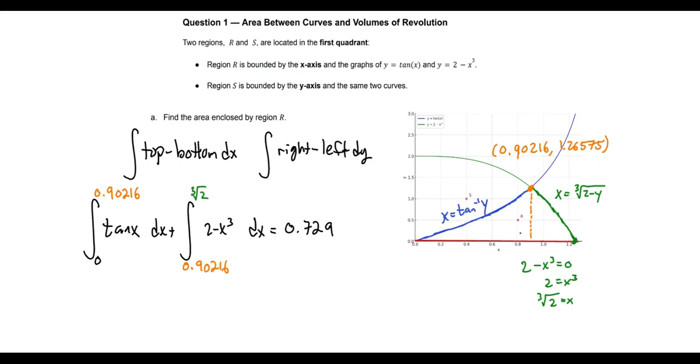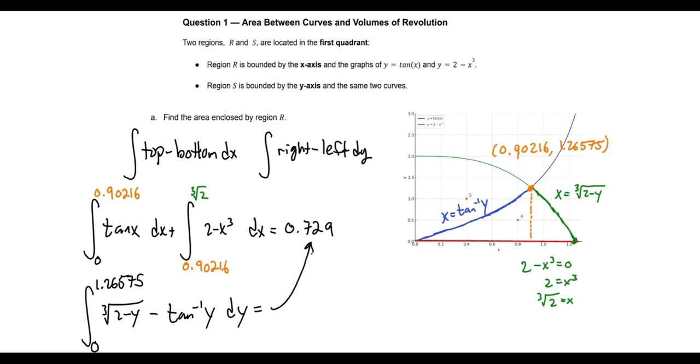And then when you go to do your integral, instead of choosing the x-axis as your limits of integration, you have to think about the y-axis in terms of your limits of integration. So you'd use 1.26575. So I guess I actually am going to show this to you. We're going to go from 0 to 1.26575, and then the right function is the cubed root of 2 minus y. The left function is the inverse tangent of y. And then if you plug that into a calculator, you should get precisely the same thing.